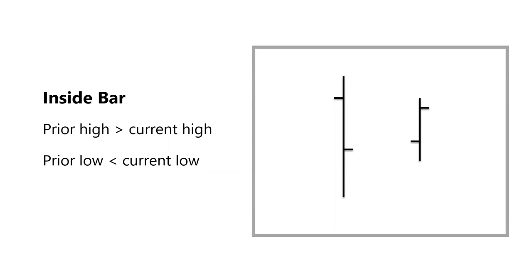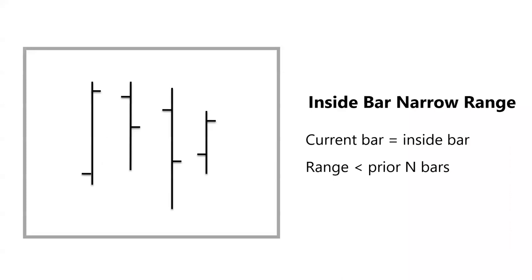The inside bar is pretty well known, I think, and defined as having a range which is completely encompassed by the previous bar. So we see here the prior high and low are outside the current bar high and low levels. And in extension, you can combine this condition with a look back period, identifying, for example, the narrow four bar pattern. So in that case, we'll have an inside bar with a range which is narrower than the previous three bars compared individually. So we see an inside bar here, but we also see that the range is smaller than the prior three bars.